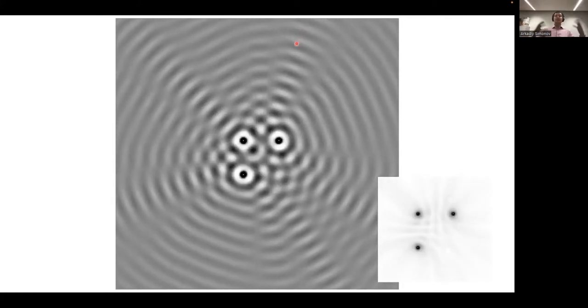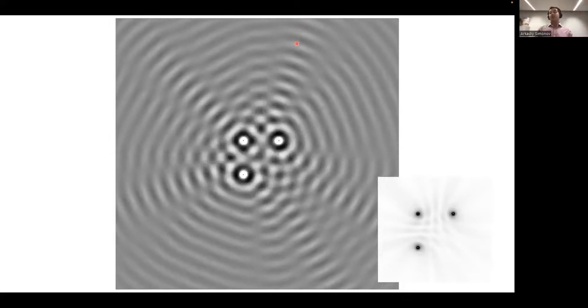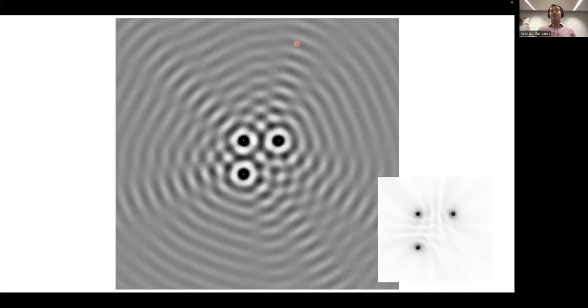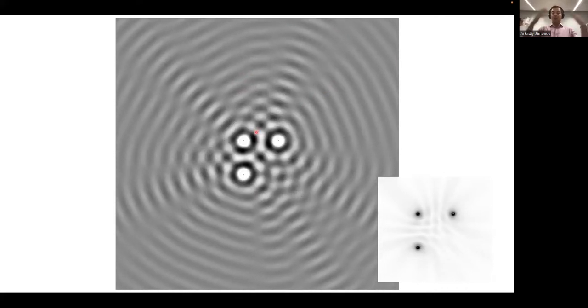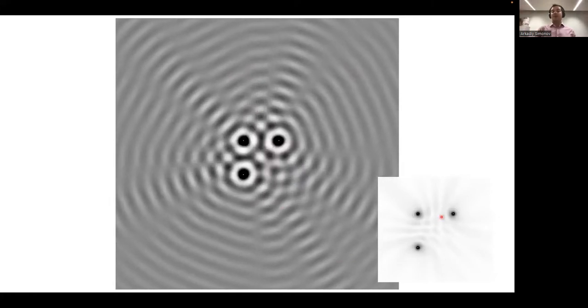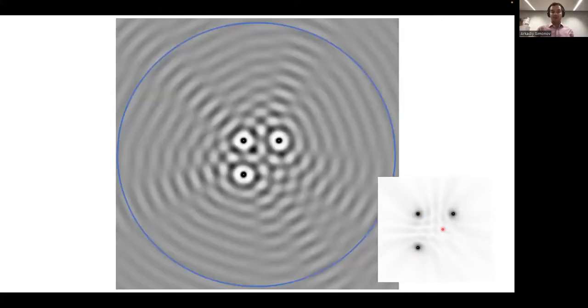Then there is a simple mathematical technique we can use. We'll need to use a computer, of course, but this will allow us to reconstruct what the distribution of the original scatterers was. For a very, very simple example, you see there are three atoms plus a little bit of noise in between.